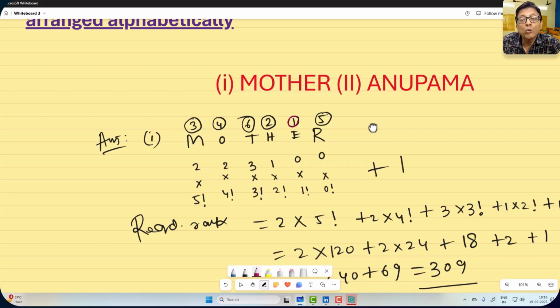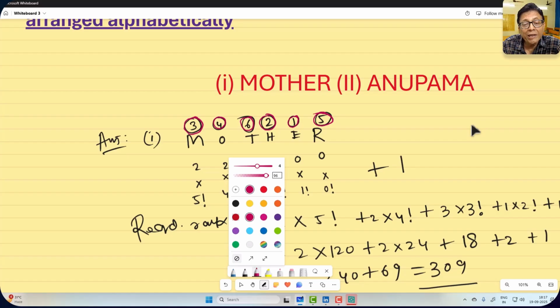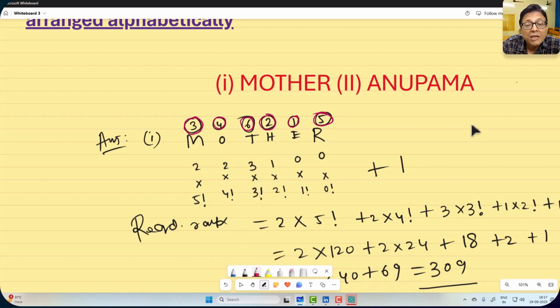E has rank 1 because out of these alphabetically E comes first. That's why 1. Then H, its rank is 2. And then M, then O, then R 5 and T 6. You have given rank to each individual letter. Now what to do? Come below M. What is there? You have to find how many have rank less than 3. How many? This one and this one only. So I write the number 2 here.